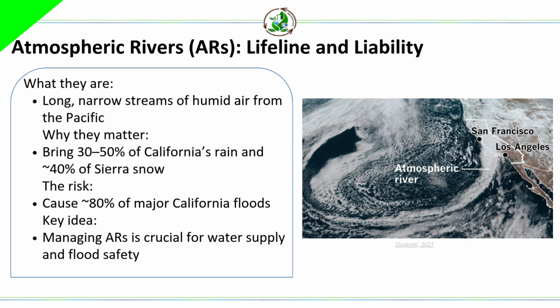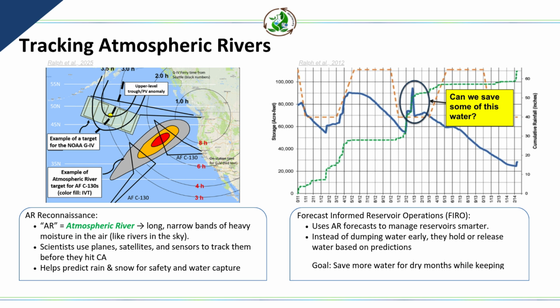Let's see how scientists track atmospheric rivers, or ARs. Think of ARs as rivers in the sky, long, narrow bands of heavy moisture in the air. Scientists use planes, satellites, and sensors to monitor ARs before they hit California. This helps predict where rain and snow will fall, which is important for both safety and capturing water. One method is called Forecast-Informed Reservoir Operations, or FIRO. Using AR forecasts, reservoir managers can decide when to hold or release water instead of dumping it too early. The goal is to save more water for dry months while keeping communities safe from floods.